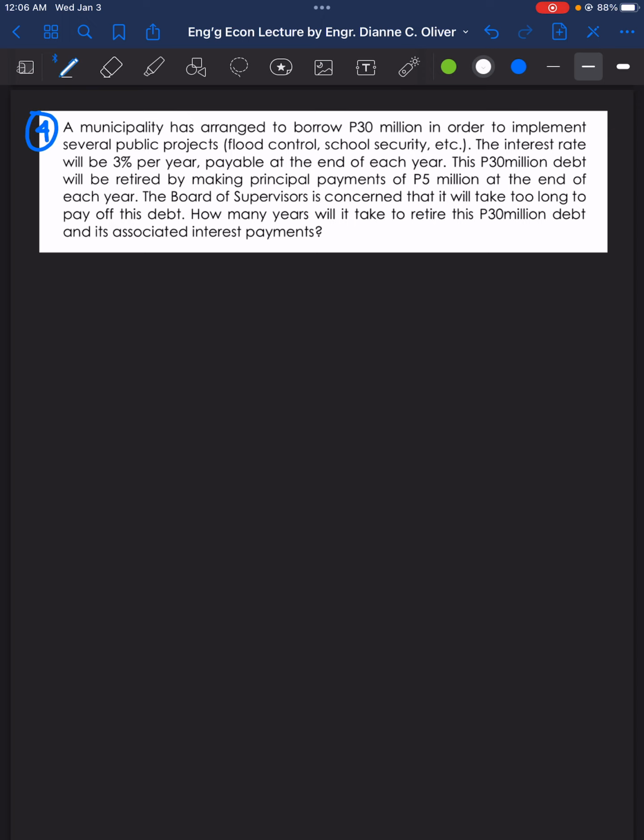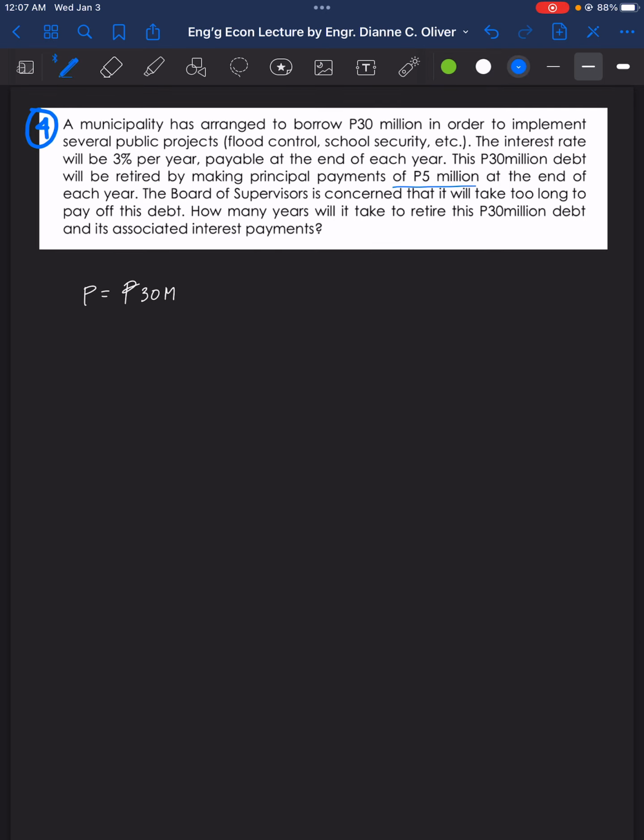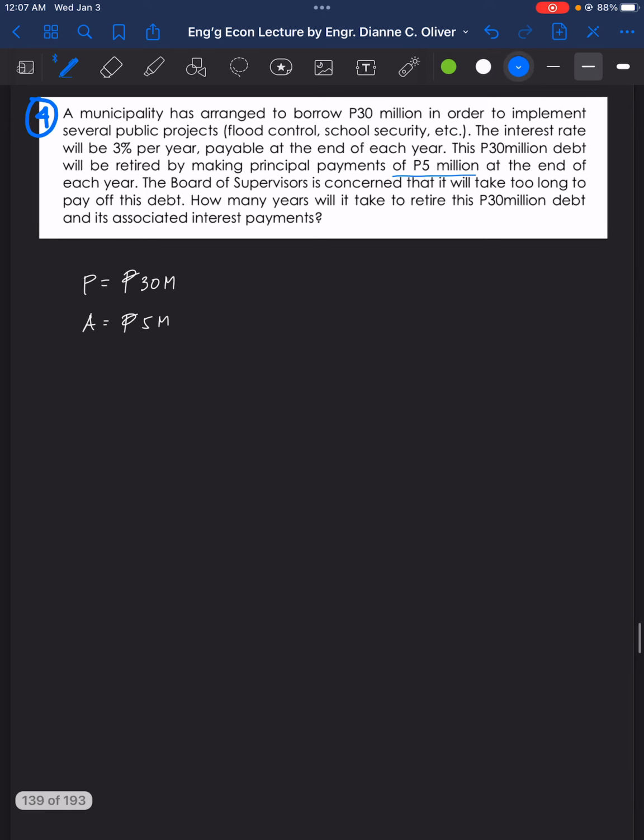So this 30 million debt is to be paid in how many years? The 30 million is the principal amount, so P is the 30 million pesos, whereas the 5 million pesos is being paid at the end of each year. So annual payment here is 5 million pesos. Now it's asking for how many years to retire this 30 million debt and its associated payments. So using our present worth of annuity formula, this is 30 million for the P. For the A, that is 5 million.